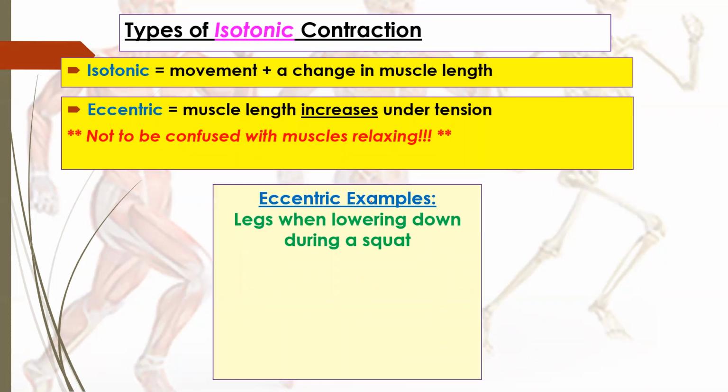So let's look at the sporting examples first. See if you can think of sporting examples which are eccentric in their contraction. Okay, pause the video here and see if you can make a list.